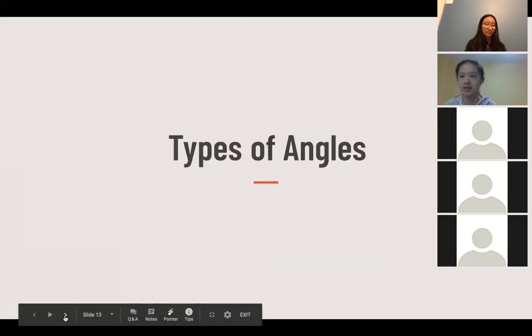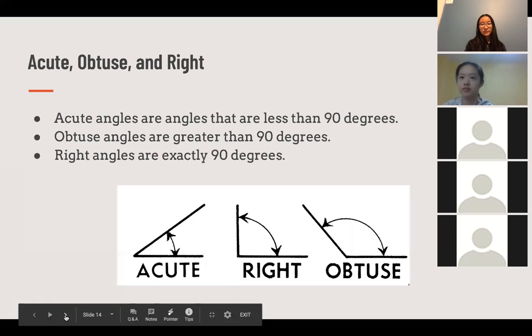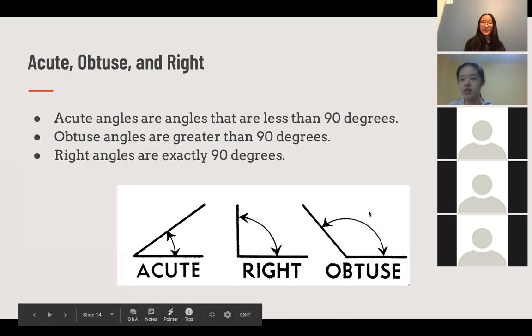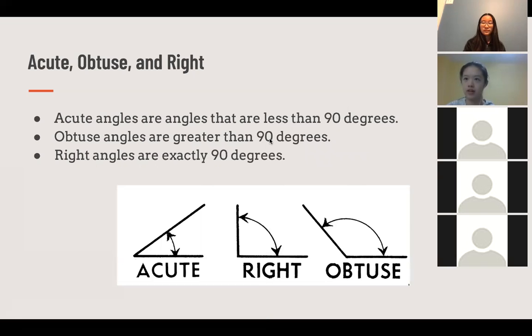Okay, so next we're gonna go over types of angles. So acute angles are angles that are less than 90 degrees, and obtuse angles are greater than 90 degrees, and right angles are exactly 90 degrees, and you can see them in these three images here. You should probably write this down if you don't know it. Oh yeah, and 180-degree angles are called straight angles, but they're not on here.